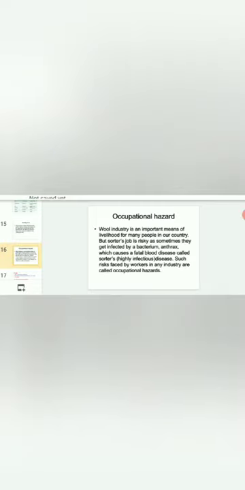What is the occupational hazard of working in the wool industry? There are some occupational hazards for people working in this industry. Let us see. The wool industry is an important means of livelihood for many people in our country. But sorters' job is risky, as sometimes they get infected by the bacterium anthrax, which causes a fatal blood disease. This is a highly infectious disease. Such risks faced by workers in any industry are called occupational hazards. So people working in this industry have to be careful and take care of themselves, because of this occupational hazard.